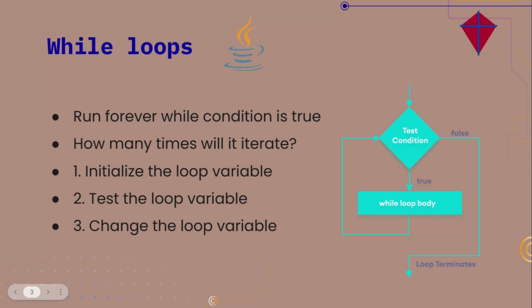While loops. While loops run a block of code over and over again while the condition is true. Once the condition is false, the loop stops running. While loops are used whenever you don't know how many times you will iterate. There are 3 steps to creating a while loop. First, you must initialize the loop variable before the while loop. Then you have to test the loop variable in the loop header. And finally, change the loop variable in the while loop body at the end.